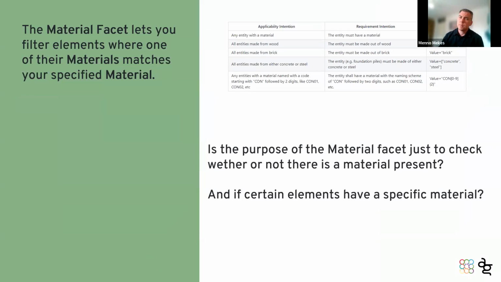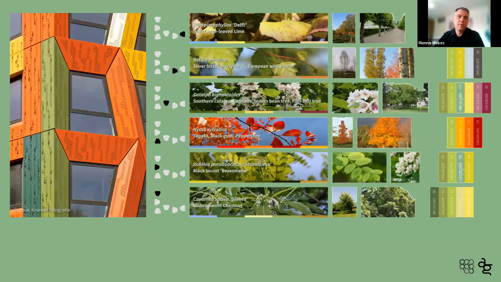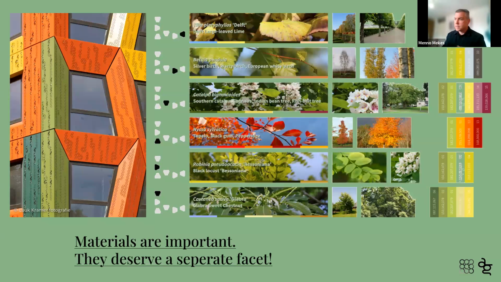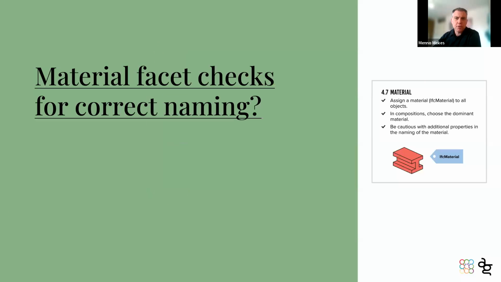So is the purpose of the material facet just to check whether or not there is a material present? And if certain elements have a specific material? If that's the case, then why should it be a facet? And if not, then I'm really looking forward to the development of the facet. But materials are very important, so they really deserve a separate facet. And these materials are also a great way to check for correct naming.